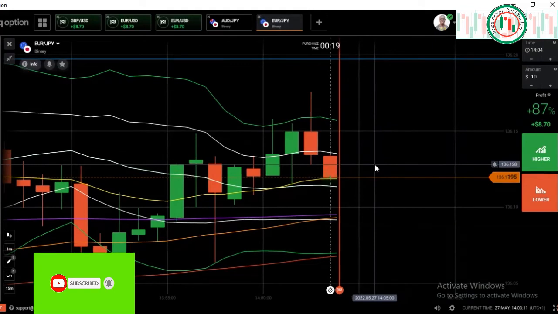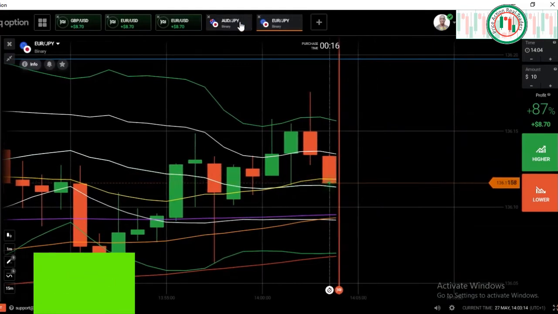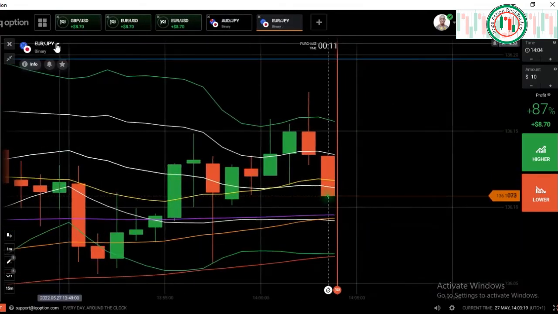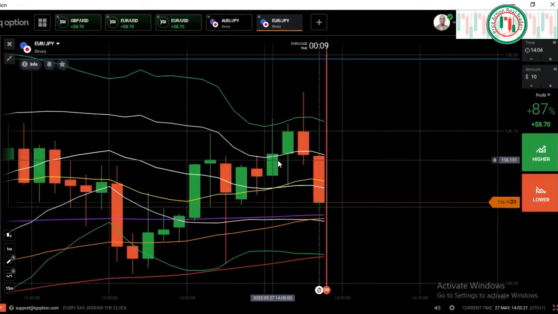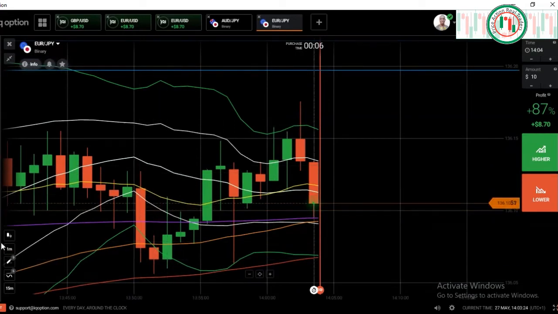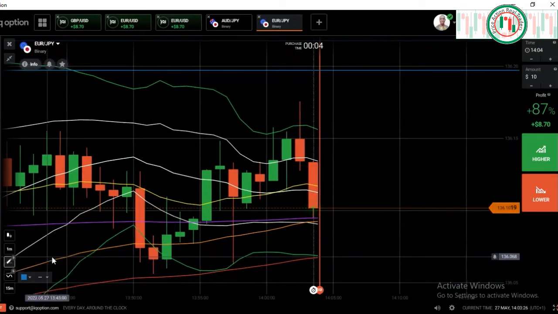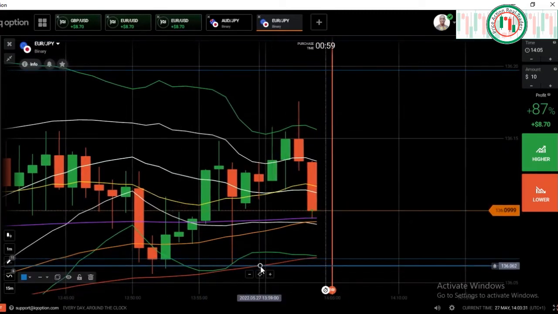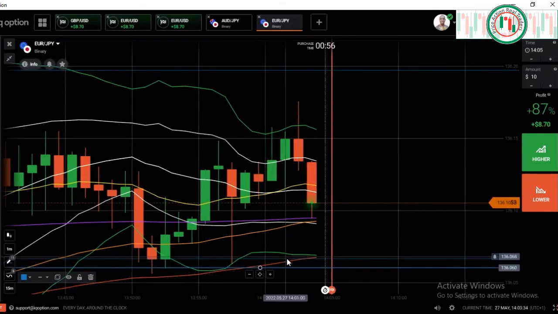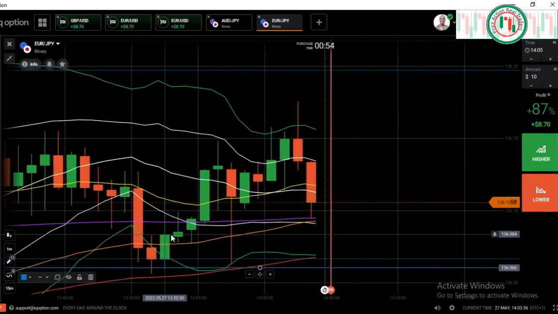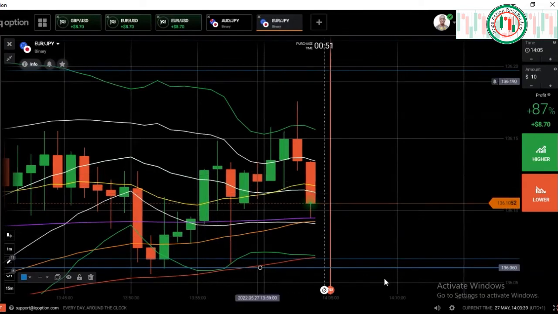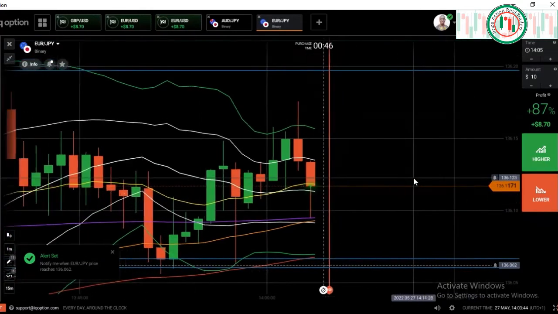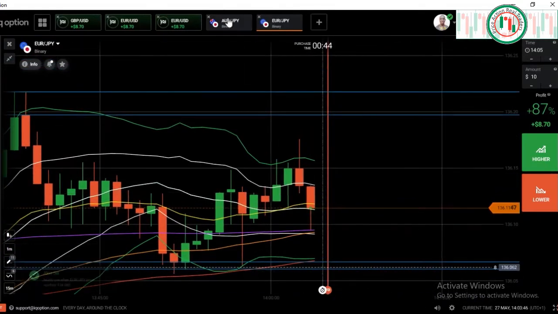I'm still searching. Here is another zone. This is another zone. Because of the ranging market, I will take my trade at the bottom here, not at this zone, because the market is ranging. So if the market reaches this zone, I'll place my trade, call option.